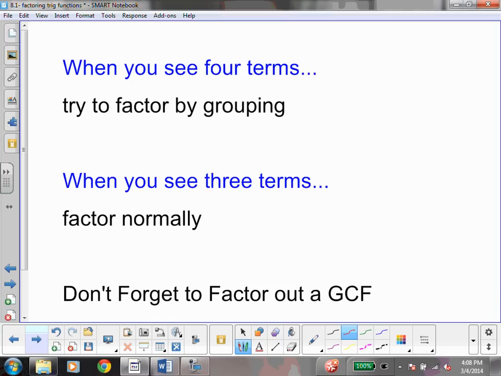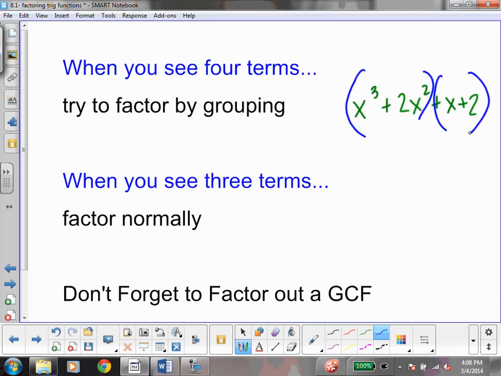Remember, whenever you see four terms, you want to factor by grouping. So for example, if I had x to the third plus 2x squared plus x plus 2, since I have four terms, I would group the first two and group the second two and pull out anything that they have in common.